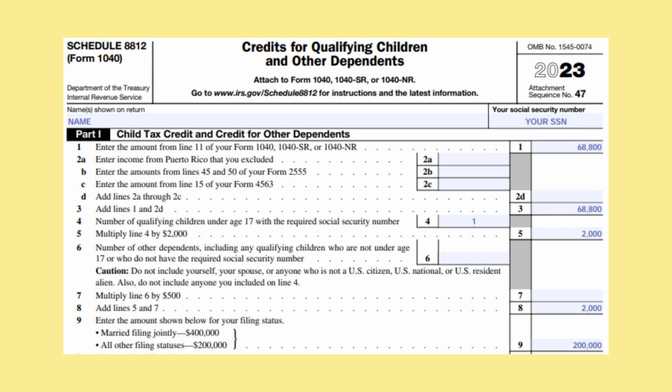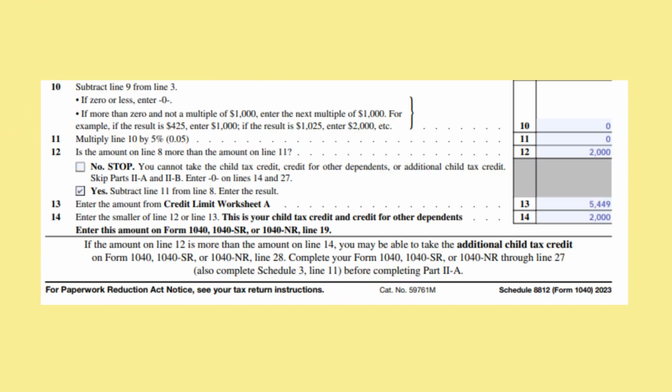On line 9, enter the amount from the table to the left. Since you are not married filing jointly, it will be $200,000. On line 10, subtract line 9 from line 3, which will be less than 0, so we will enter 0. Thus, line 11 will be 0 as well. On line 12, we will subtract line 11 from line 8, which will be $2,000. On line 13, we will enter the amount from Credit Limit Worksheet A.